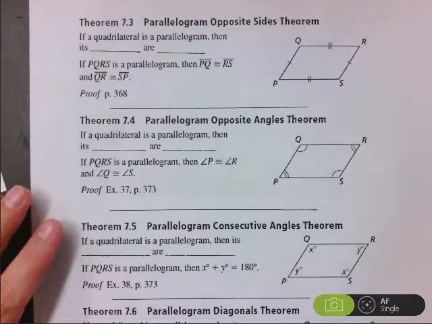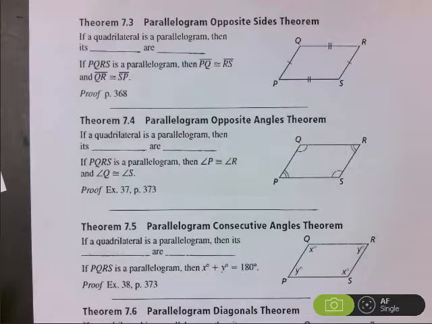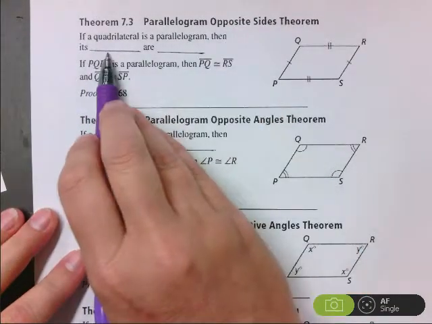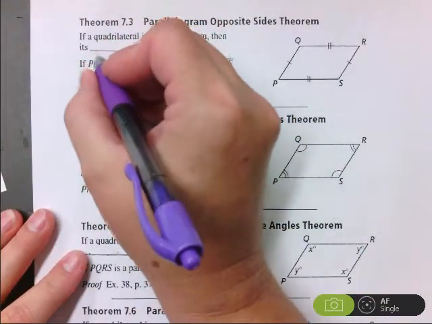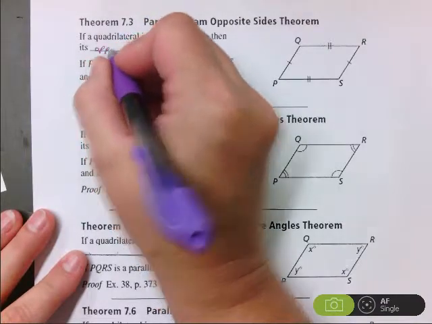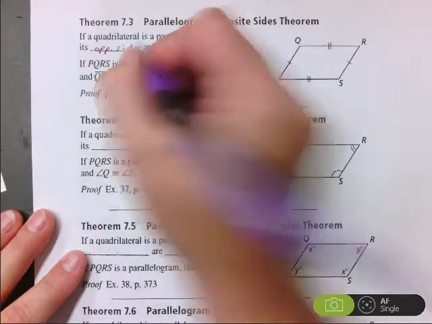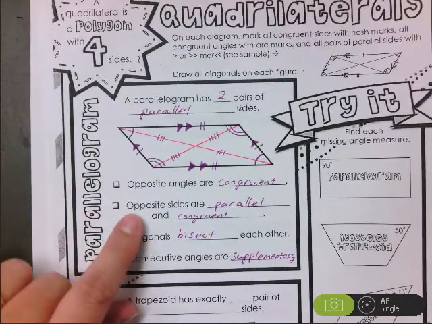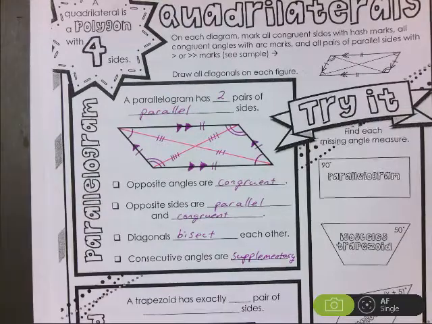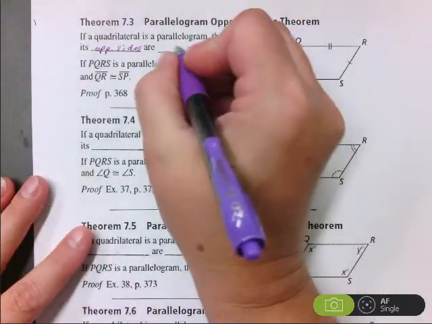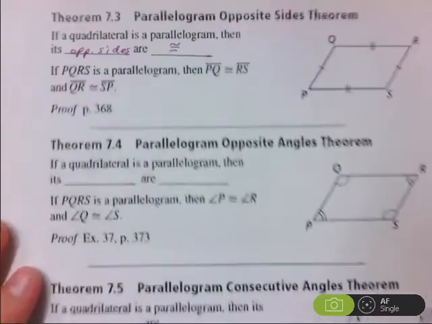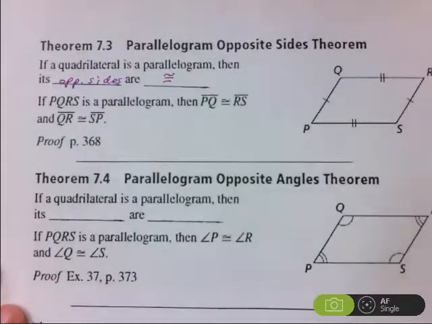So a parallelogram, we're dealing with opposite sides. If a quadrilateral is a parallelogram, then, since this is the opposite side theorem, we're going to put opposite sides, and I'm going to abbreviate opposite sides. What do we know about those opposite sides? What did we say over here? Opposite sides are parallel and congruent. So this one, we're actually just going to use the congruency part. They are congruent. And I'm going to use that congruent symbol. Okay, that is our congruent symbol right there.